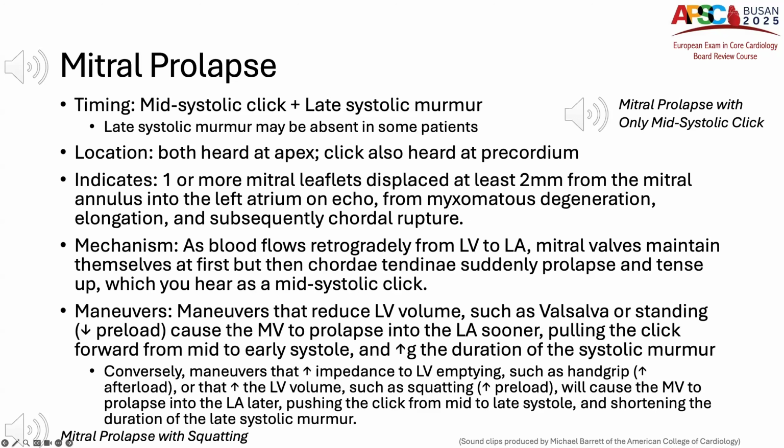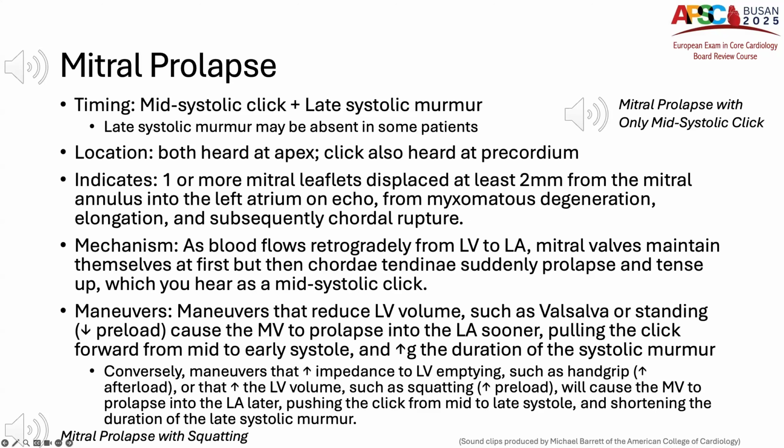And it indicates one or more mitral leaflets are displaced at least 2 millimeters from the mitral annulus into the left atrium on echo. Could be from myxomatous degeneration, elongation, and subsequently chordal rupture. The way it happens is as blood flows retrogradely from the left ventricle to the left atrium, mitral valves maintain themselves at first, but then chordae tendineae suddenly prolapse and tense up, which you hear as a mid-systolic click.